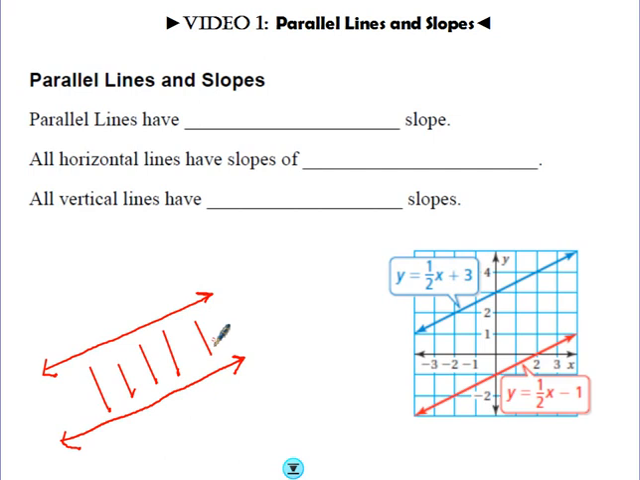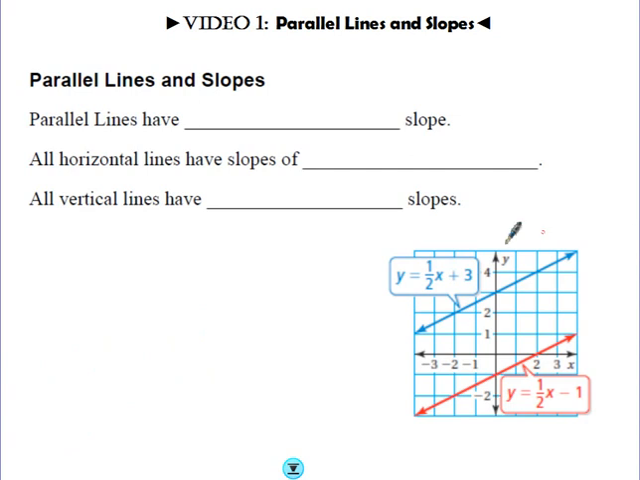Those are parallel lines. And the one thing you should look for in the picture and recognize in their equations, you see the blue equation and the red equation, they have the same slope. This number right here is the slope of this line, and this 1/2 is the slope of the red line, and both have a slope of 1/2. They have the same slope.